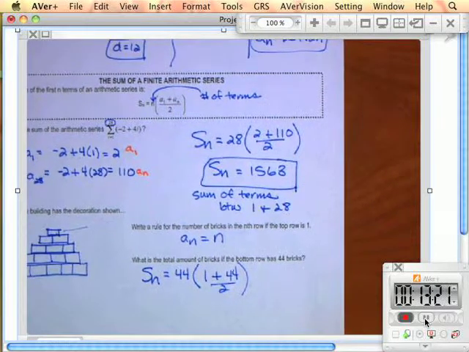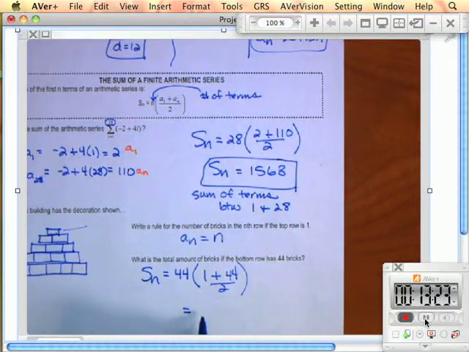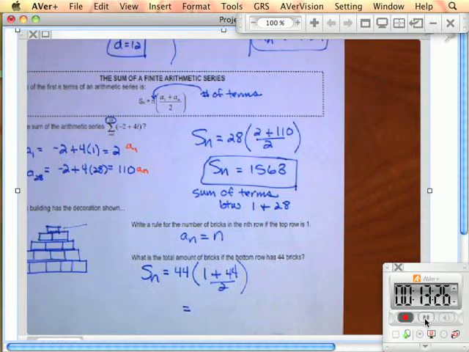Anybody want to guess how many bricks in a stack like that? Too big. 990 bricks in a stack like that. Just in case you ever really wanted to know that.